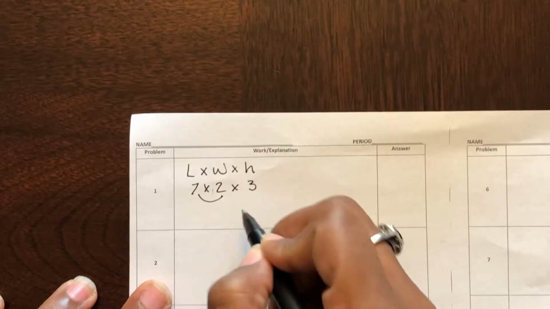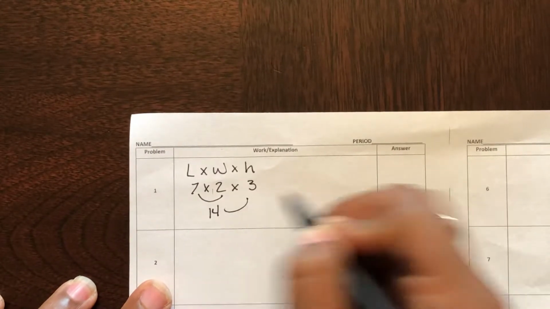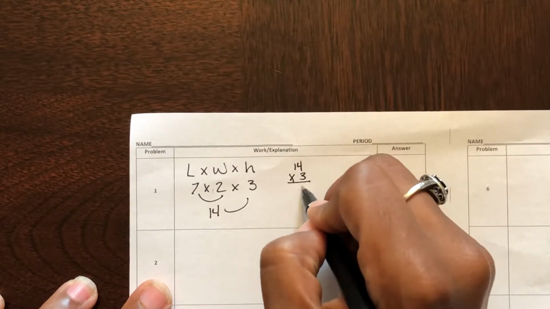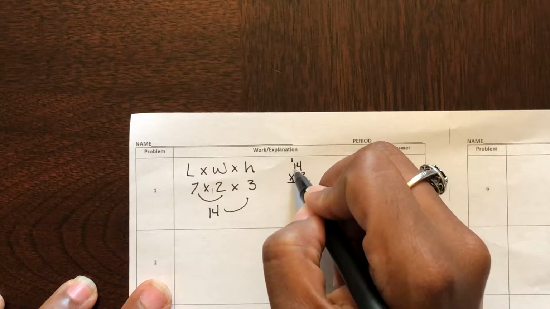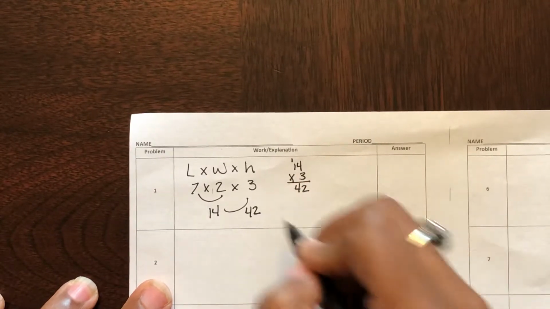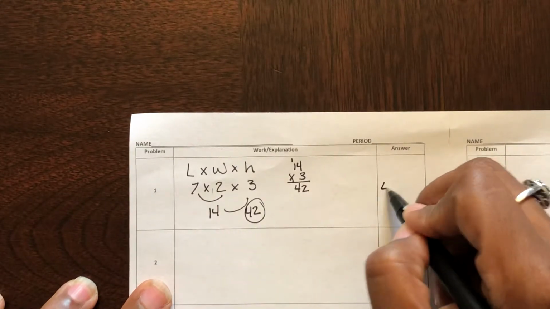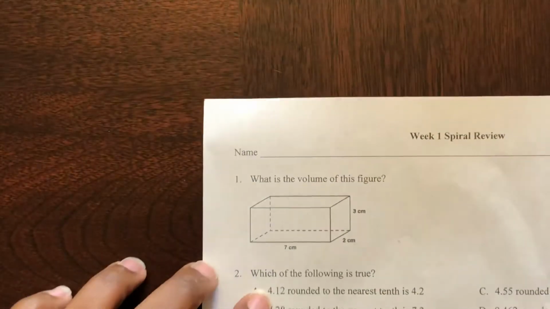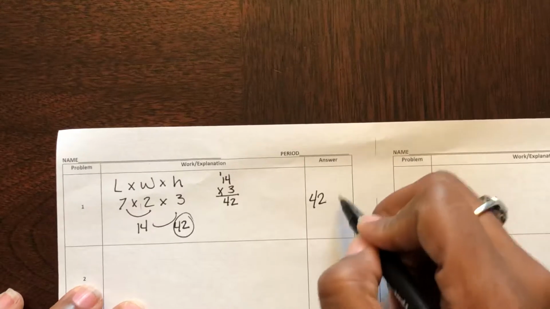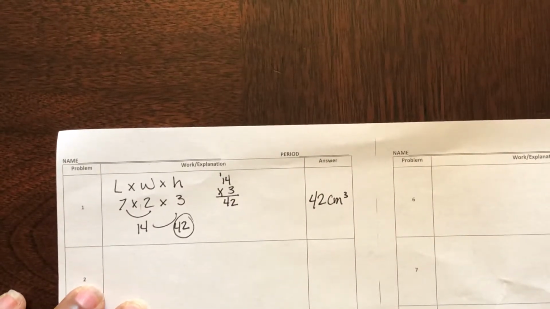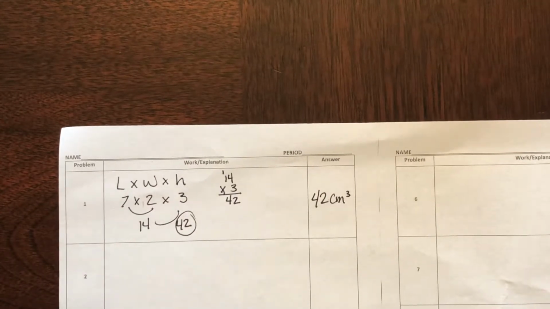I'm going to start by doing 7 times 2, which is 14. And then I'll do 14 times 3, which I don't know off the top of my head, so I'll work that out. 4 times 3 is 12. I carry the 1. 3 times 1 is 3, plus 1 is 4, which means that gives me 42. So then my final answer is 42. And then the units are centimeters. So that means my answer will be 42 centimeters, and it's going to be cubed because we're talking about volume. All right, so let's go to question number 2.